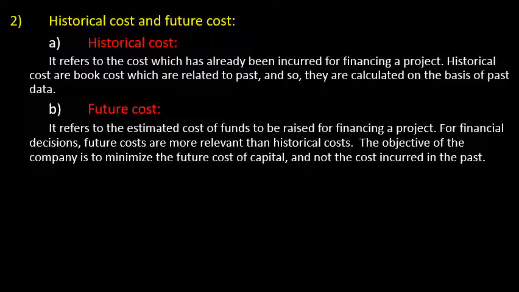So it is already invested on a particular project, and the cost related to that particular project is called a historical cost, and it is calculated based on the past data of the particular project. And the next one is future cost. It refers to the estimated cost of funds to be raised for financing a project.